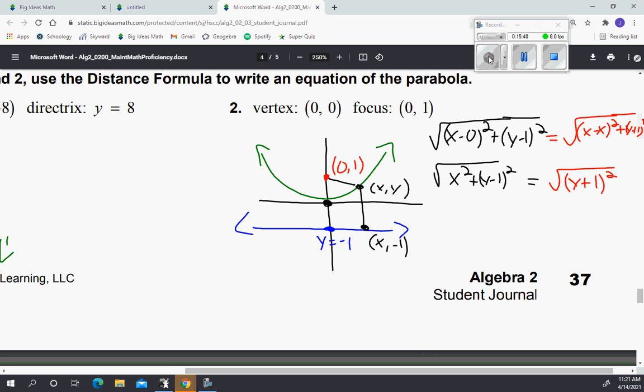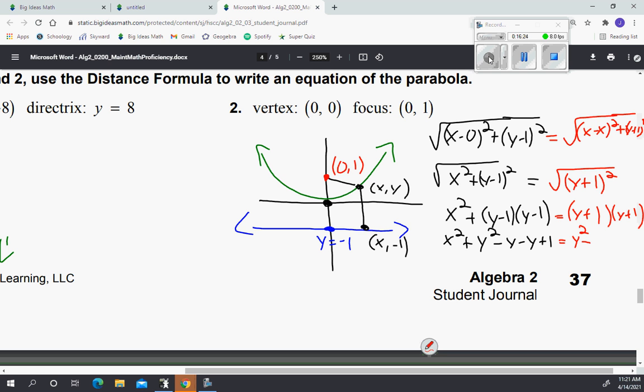Okay. If I square both sides, I just get rid of the square root. So I have x squared plus y minus 1 times y minus 1 is equal to y plus 1 times y plus 1. Simplify. x squared plus y squared minus y plus 1 equals y squared plus y plus y plus 1. And again, all I did was FOIL that out.